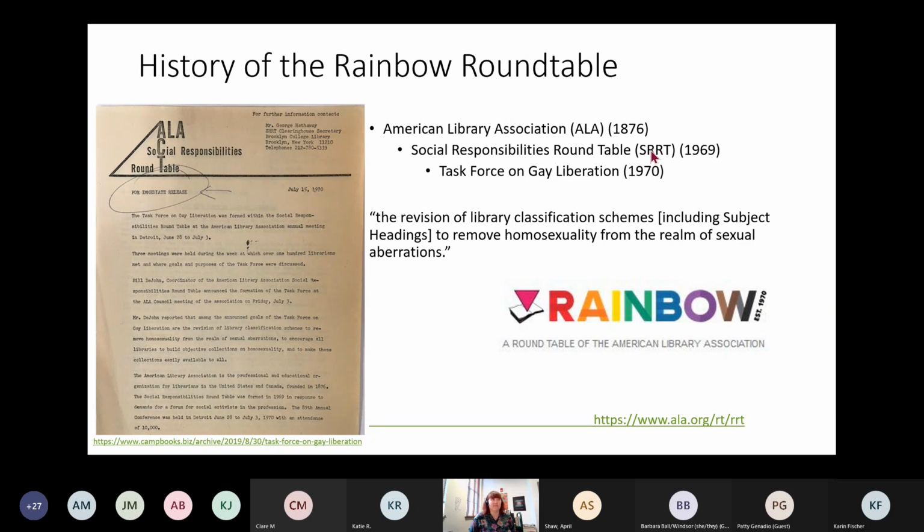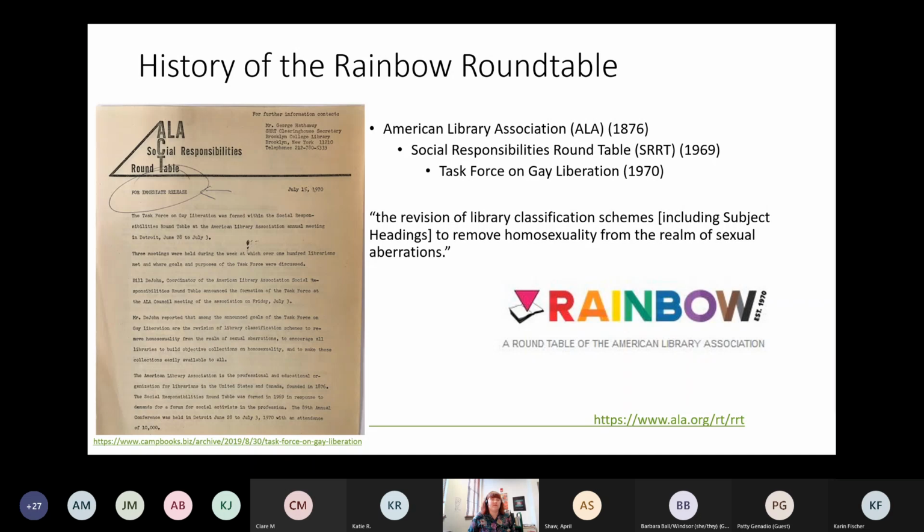And they sent out this press release that the Task Force on Gay Liberation was formed within this section of ALA. And most importantly to what we're talking about today, the revision of library classification schemes, including subject headings, to remove homosexuality from the realm of social aberrations was one of the founding pillars and reasons why the Rainbow Roundtable, still around today and working, was formed: so that subject headings and classification schemes would reflect homosexuality not as deviant psychological defects, but just a way of being, and that there was important material that should get accurate subject headings.